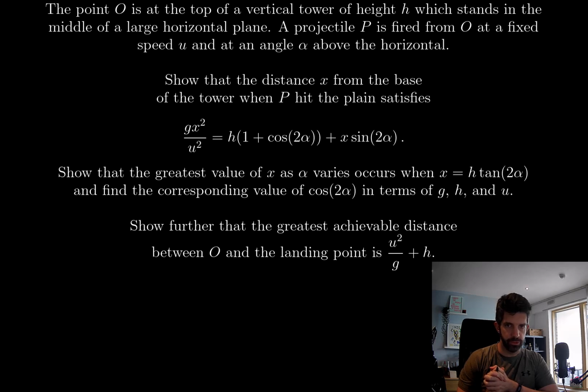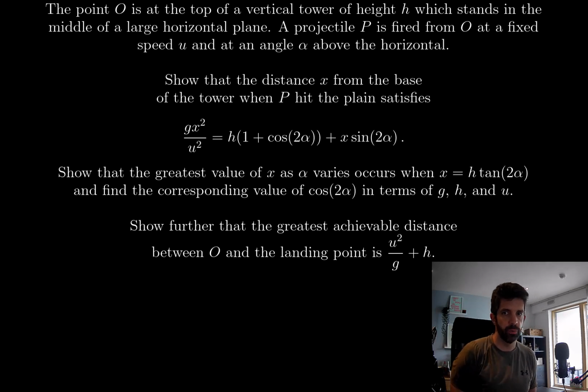And then it says, show that the greatest value of x as alpha varies occurs when x is equal to h times tan of 2 alpha, and find the corresponding value of cosine 2 alpha in terms of g, h, and u. Show further that the greatest achievable distance between O and the landing point is u squared over g plus h. Okay, so essentially a physics problem.